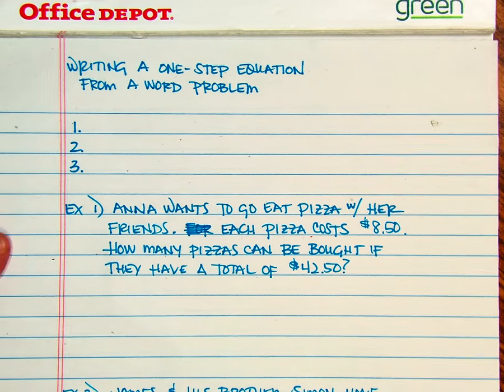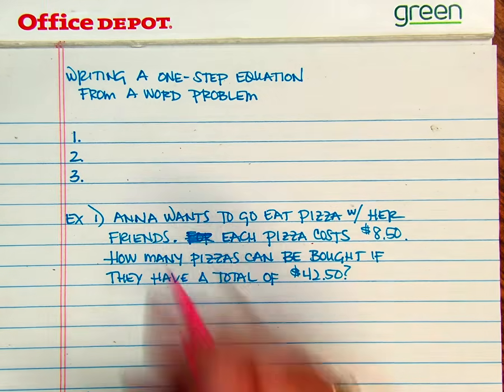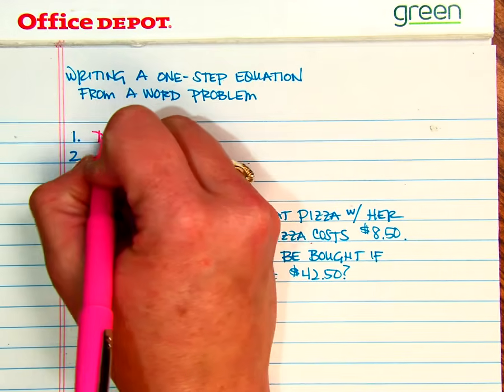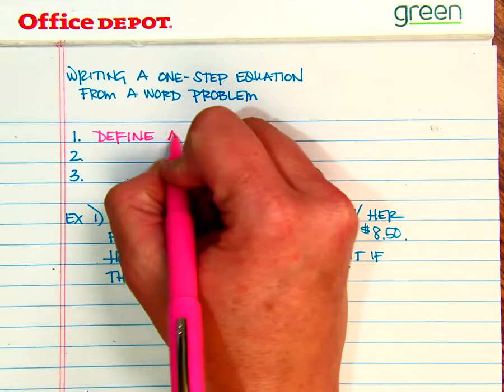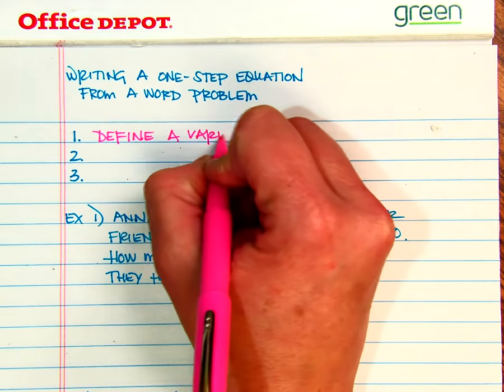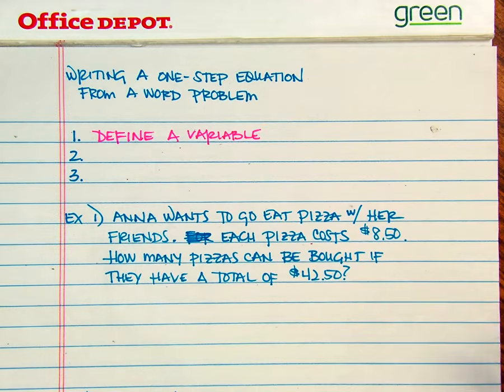Okay, so we are going to be taking a word problem and actually, instead of being given the equation, we are going to have to write the equation. So we are going to follow 3 steps. And those 3 steps would be, number 1 would be define a variable. So I don't care what variable you use, but you need to define it.